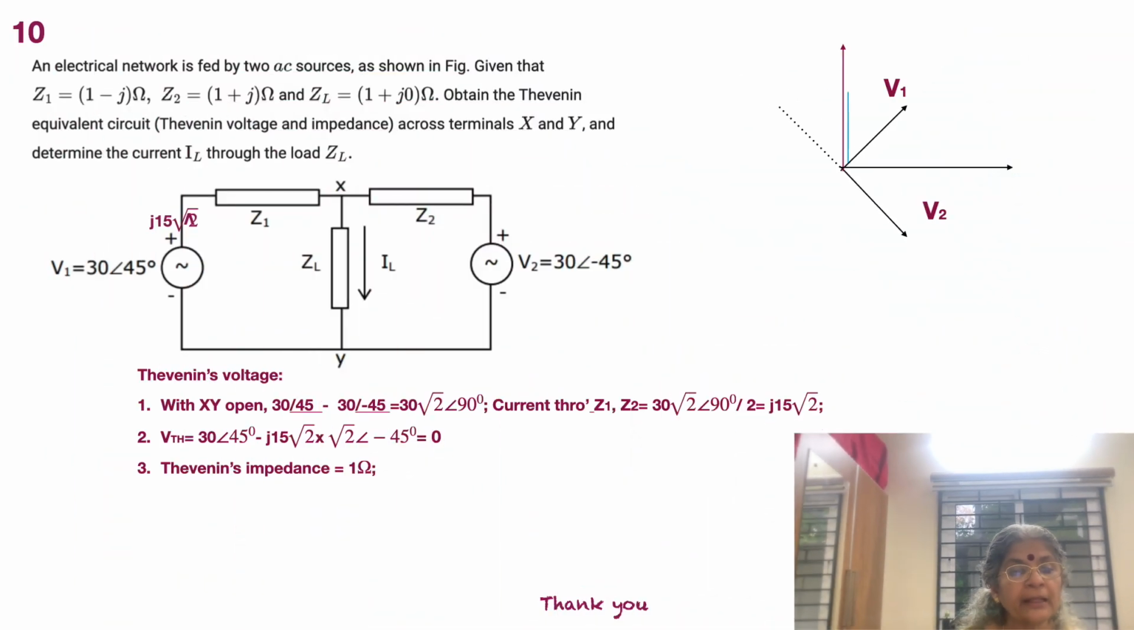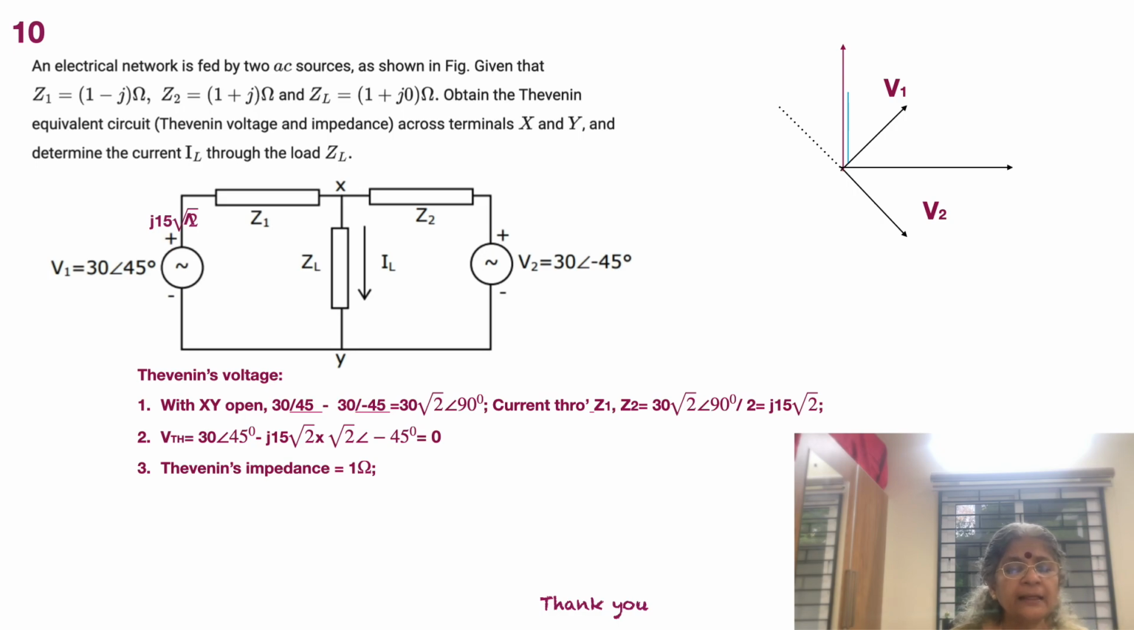So with XY open, we realize that we now have a circuit in which a current circulates. And what is the voltage which prompts this current? It is equal to 30 angle 45 minus 30 angle minus 45. That is what is shown in the diagram, which is something akin to what we did earlier.